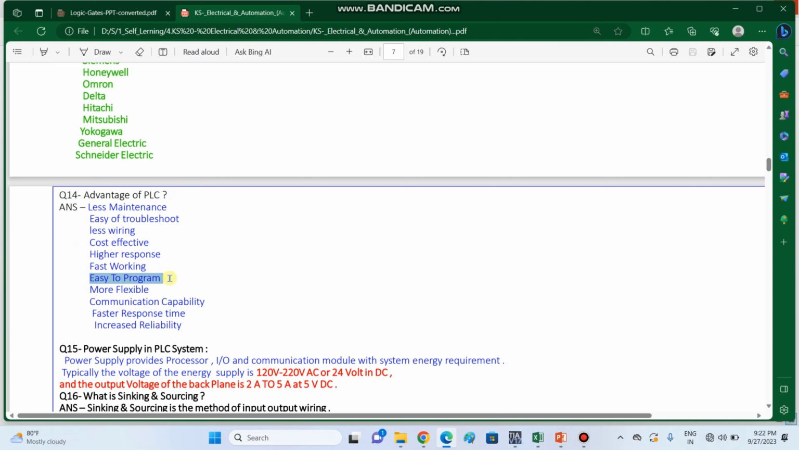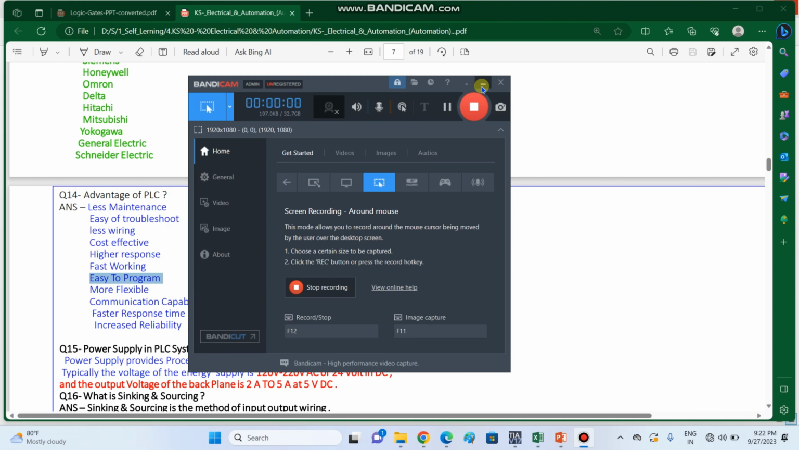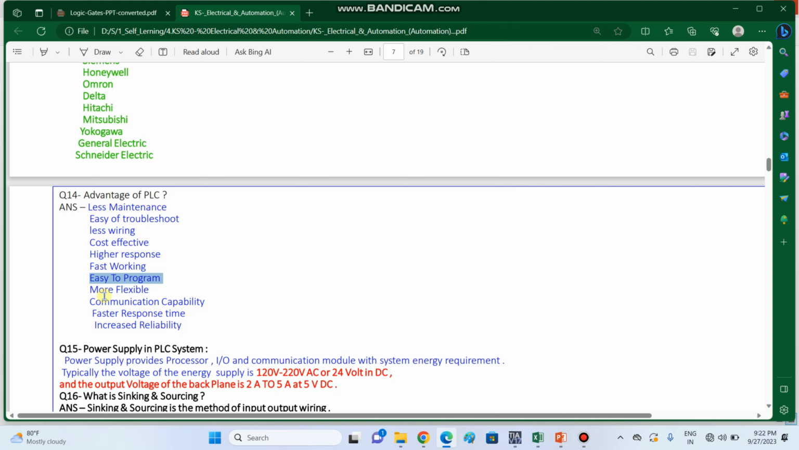Fast working and easy to program. If we are using a Rockwell PLC, we can program it using Rockwell software. We use Rockwell software Studio 5000 or CCW: CCW for micro PLC programming, and Studio 5000 for CompactLogix PLC and ControlLogix PLC.